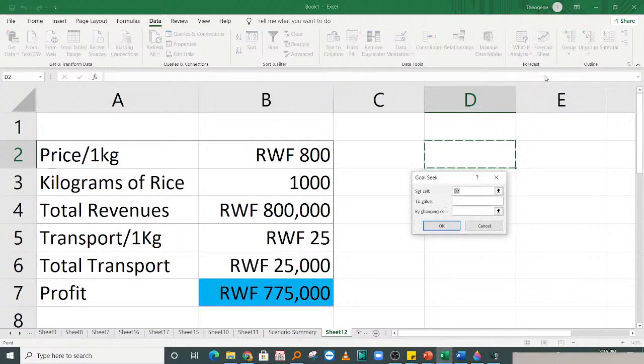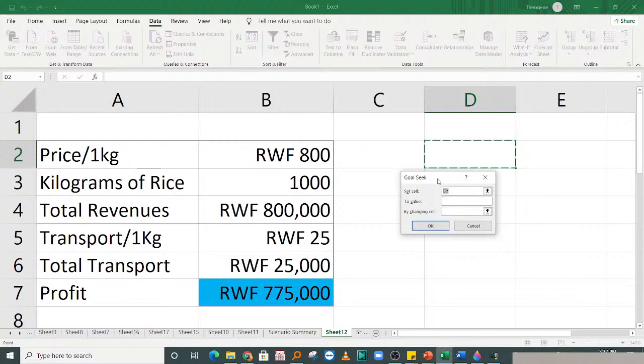So the goal seek is what? The set cell. Now I want to ask myself what would be the quantity if I want the profit to be this one. Okay, so you have an idea of the profit you want, but you don't have an idea of the quantity. This is the inverse. It looks like the inverse of scenario manager.